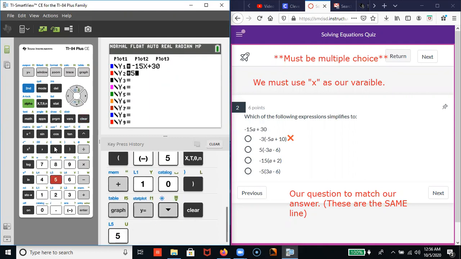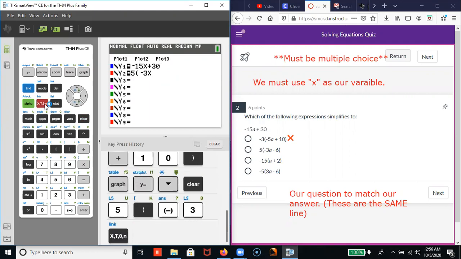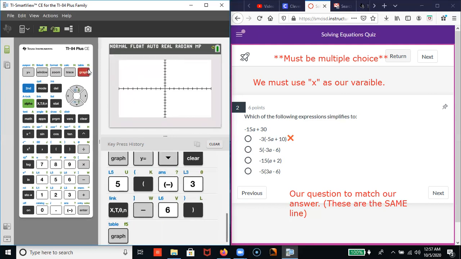5, parentheses, negative 3x, which is right here, minus 6, close parentheses. So 5, negative 3x, minus 6. So let's press graph. There's our blue line. There's our red line. So we're looking and they're not the same line. So it's not going to be that one either. So I'm going to put an X next to it, and we're going to try the next one.